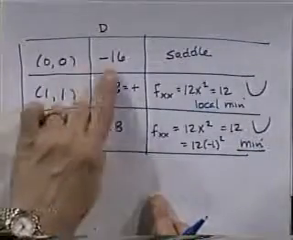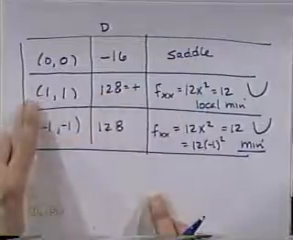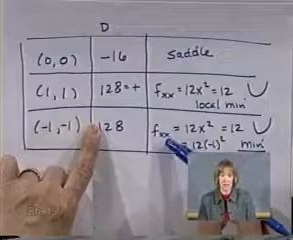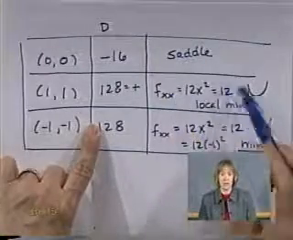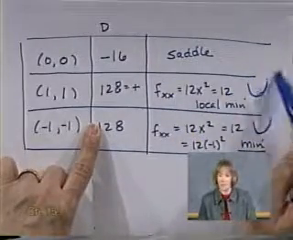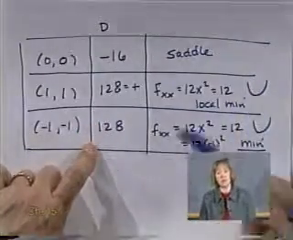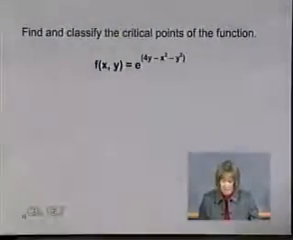If the discriminant was negative, that point was a saddle. If the discriminant was positive at that point, we further had to investigate the second derivative. If the second derivative was positive, we're concave up, just like we were in Calculus 1, and we have a local min. If that second derivative was negative, we would be concave down, and we would have a local max. Okay, let's look at this one now.